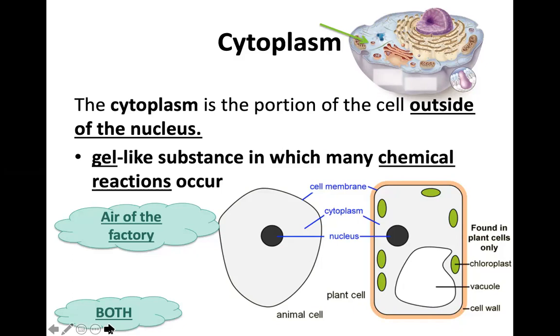Okay, so in a factory, we would compare this to the air, because the air is all around, just like in a school. Okay, throughout the halls and the entire building. So cytoplasm, I just said, is in all cells. So do we find it in plant, animal, or both? Both. Okay.